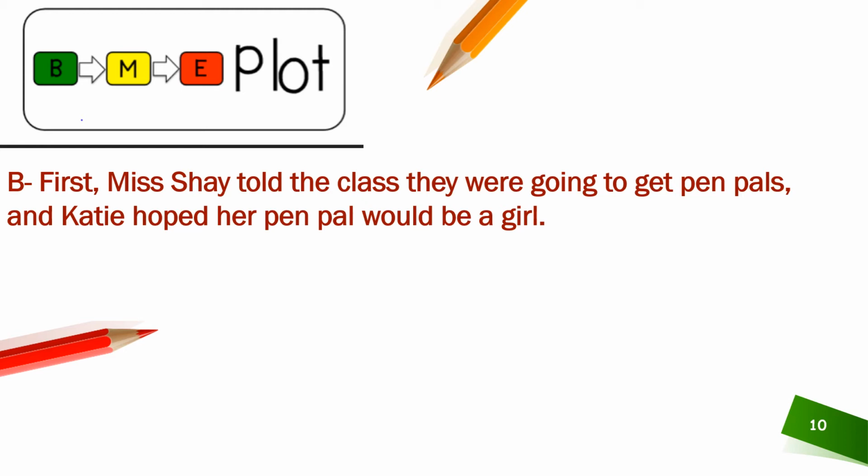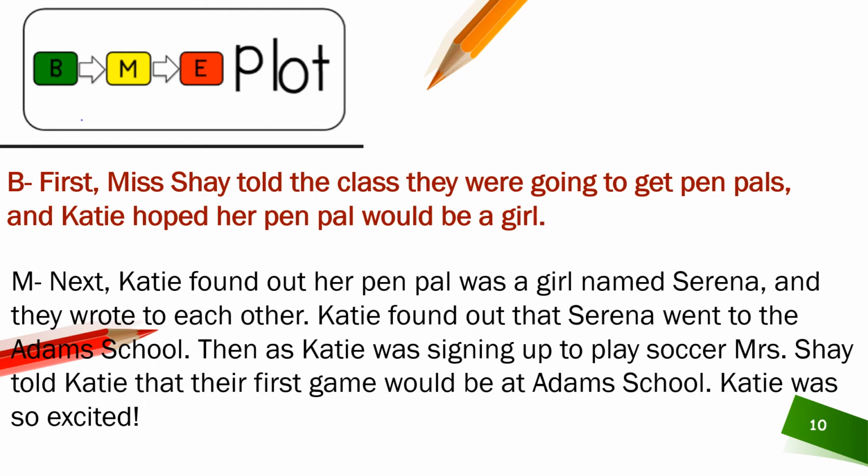Let's look now at the middle of the story. My summary of the middle of the story was that next, Katie found out her pen pal was a girl named Serena, and they wrote to each other. Katie found out that Serena went to Adam's school, and then as Katie was signing up to play soccer, Miss Shea told Katie that their first game would be at Adam's school, and Katie was so excited.